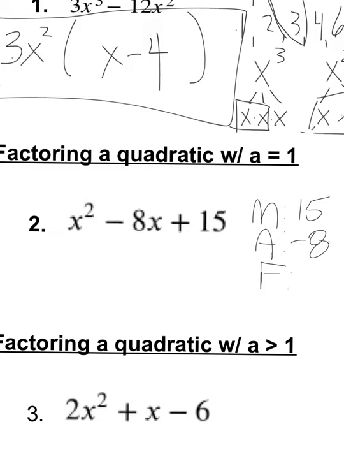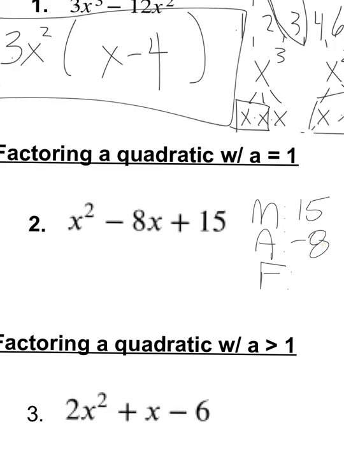My factors of 15 are 1, 3, 5, and 15. So let's group those together: 1 and 15, and 3 and 5. If I add 1 and 15, that gives us 16. 16 is not -8, so it's not 1 and 15. If I add 3 and 5, that gives us 8. We don't want 8, we want -8.